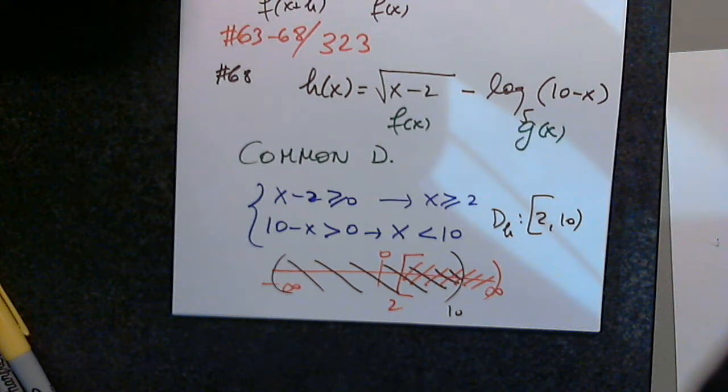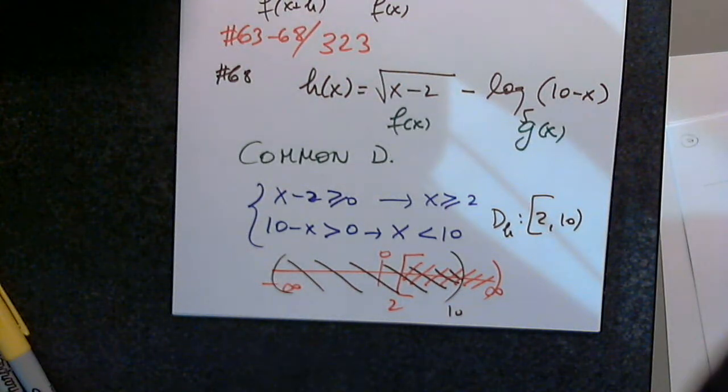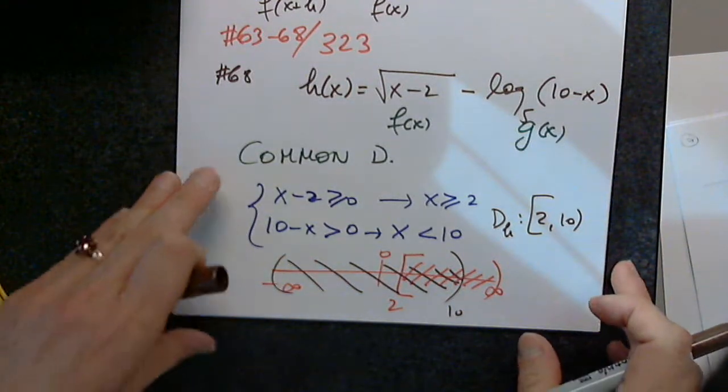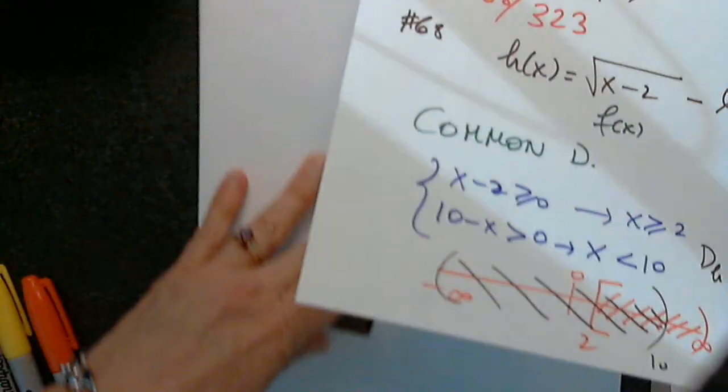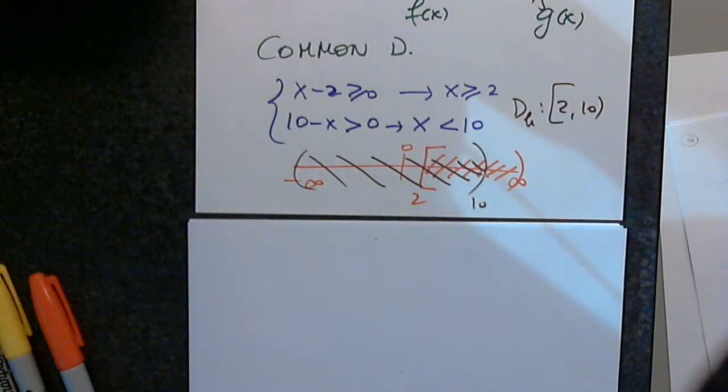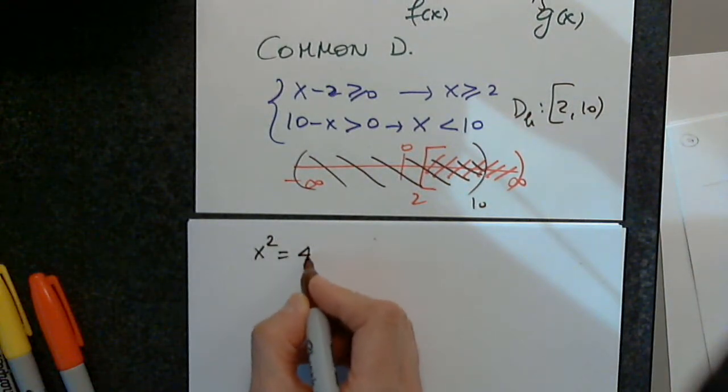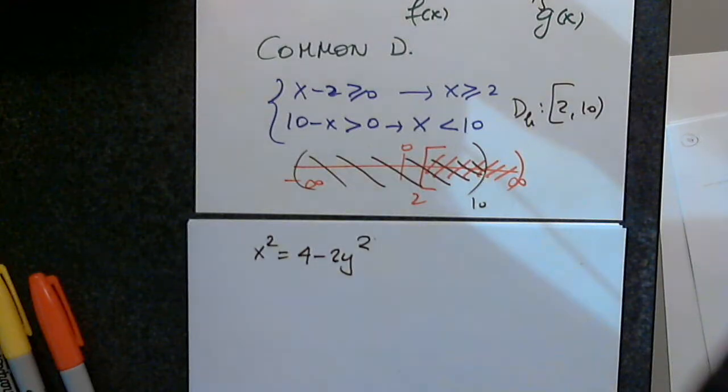Can we do a graph and ellipse or a conic? Yes, of course. So back to chapter 11. Let's say we're asked to graph x squared equals 4 minus 2y squared.